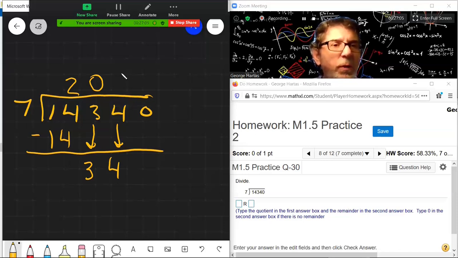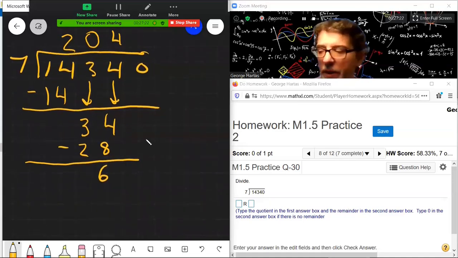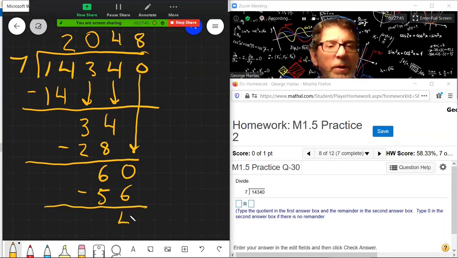7 divides into 34 4 times. 4 times 7 is 28. Subtract. 34 minus 28 is 6. We're going to bring down the next digit. This turns into a 60. 7 divides into 60 8 times, because 8 times 7 is 56. Subtract. Remainder is 4.